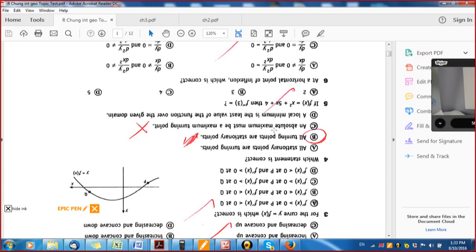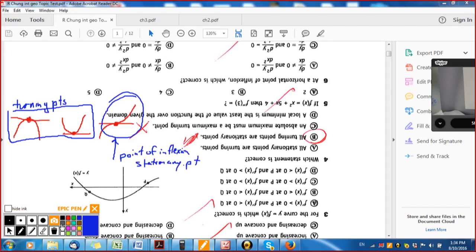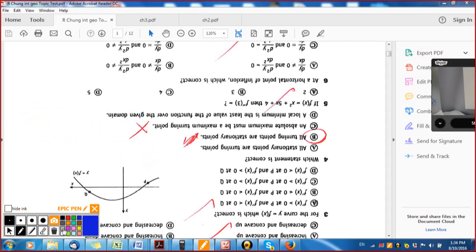An absolute maximum must be a maximum turning point. Is that right? I thought it was right because if you have an absolute maximum, then its point is concave down. I see what you're saying. Wouldn't that be a maximum turning point? Well, the key word here is the word turning point.